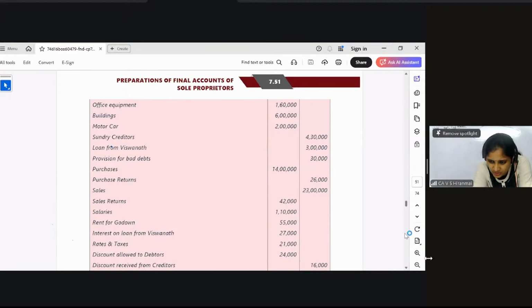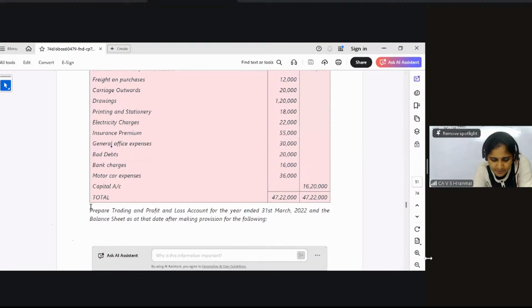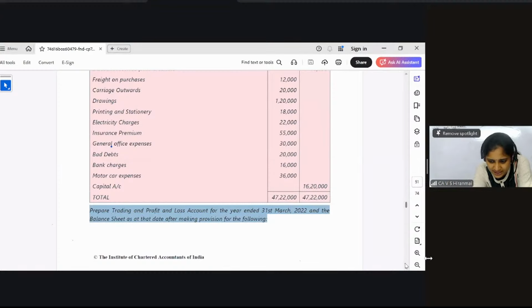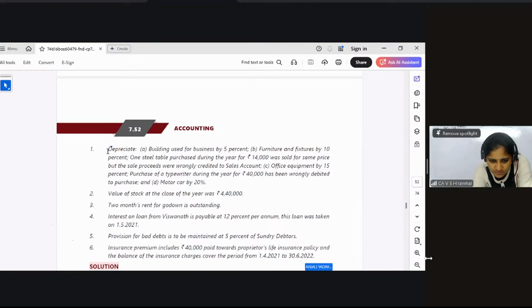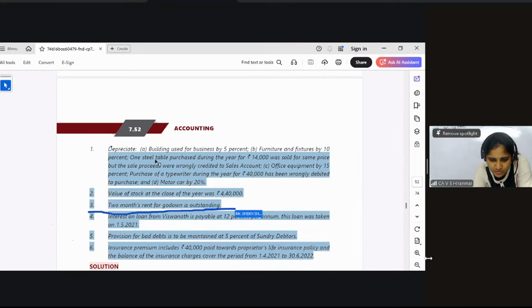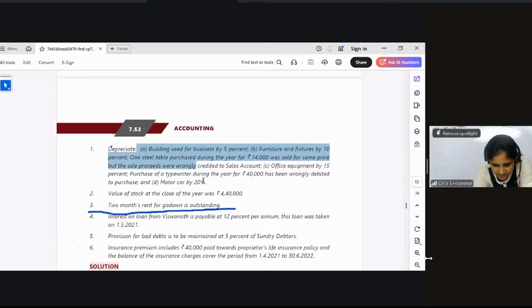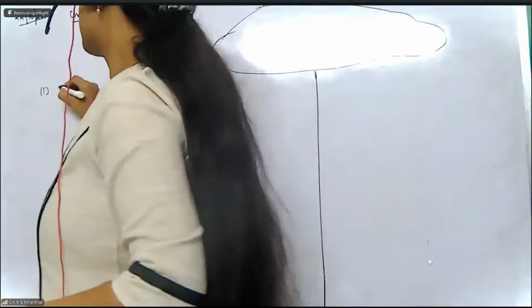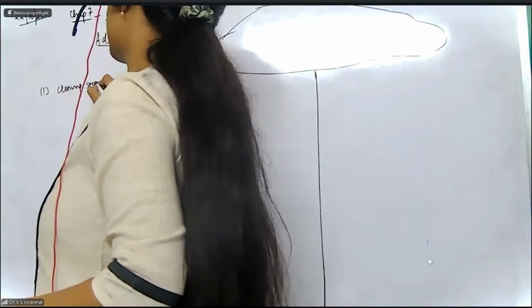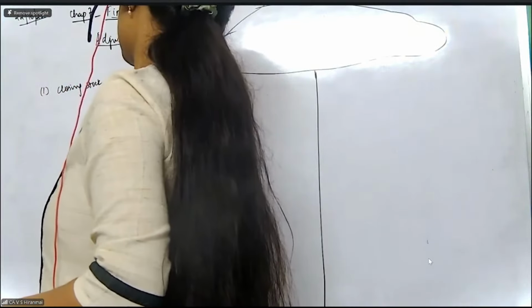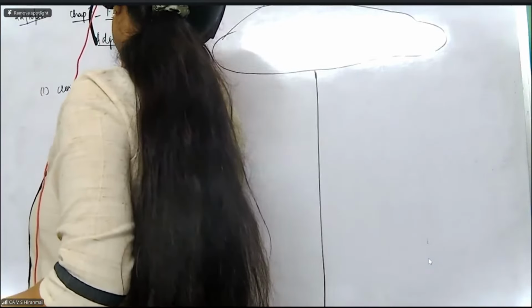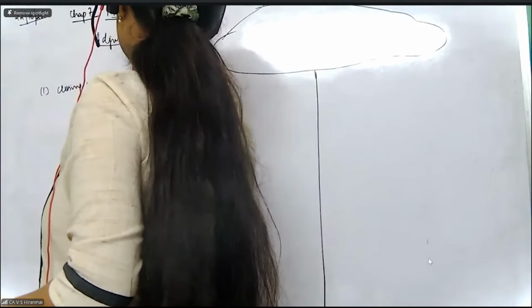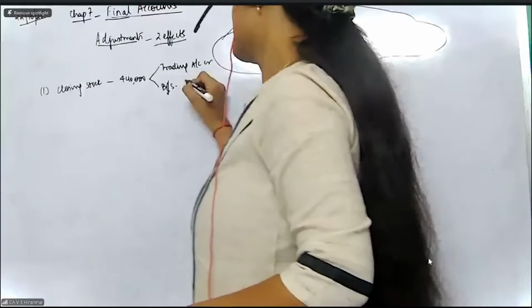So now the particulars are this. The question is this. Prepare the trading and P&L account for the year ended and the balance sheet as of that date after making a provision for all of this. Now all of you please see here. Depreciation is there, that is a little bigger adjustment. First, let us talk about the value of the stock at the close of the year, which was 4,40,000. This is the first adjustment, which does not require any working note. 4,40,000 will come into your trading account on the credit side and into the balance sheet as a current asset.